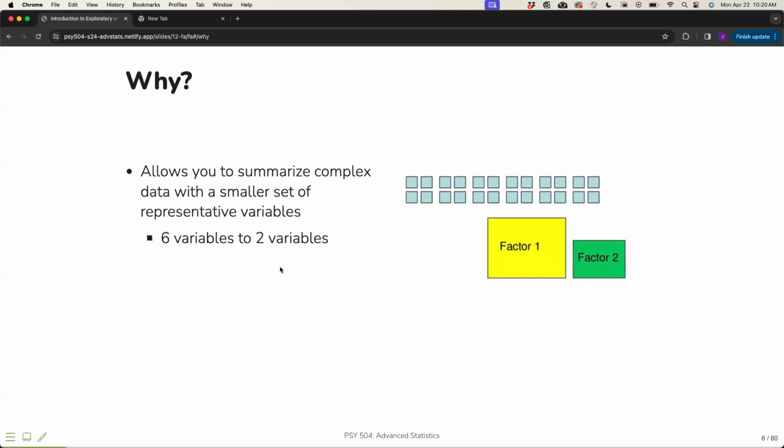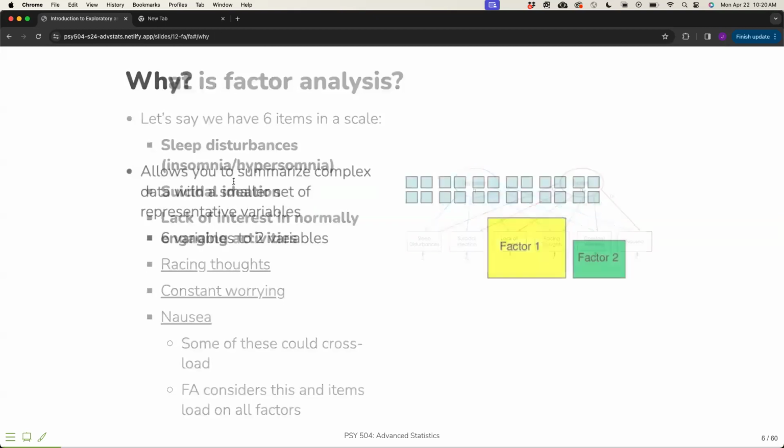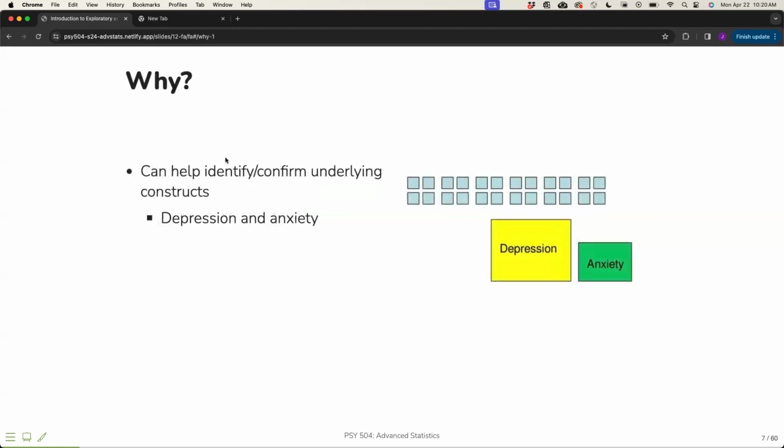So in our case, we had 6 variables here, right? And what we have done is we've reduced these to 2 factors or 2 components, a depression factor and an anxiety factor. So we've taken those 6 items and then shrunk them down to 2. So it makes things more manageable. Another reason why we might want to do a factor analysis is that it can help us identify latent constructs.